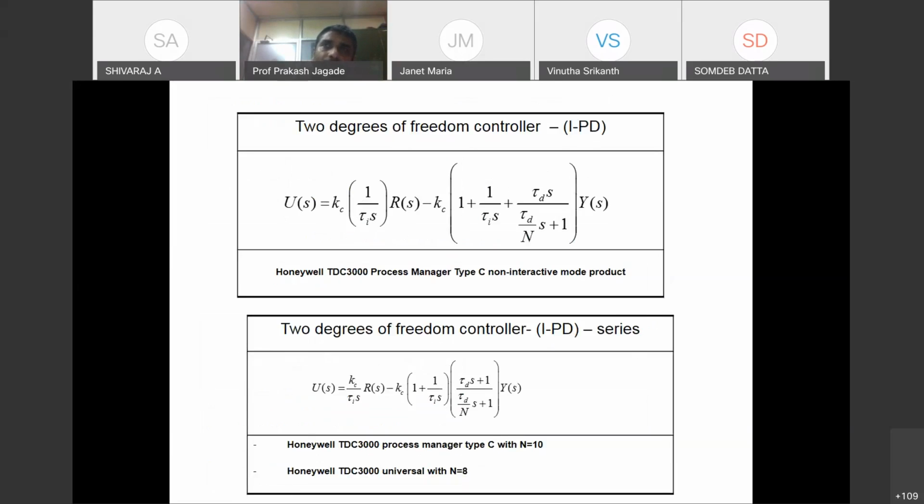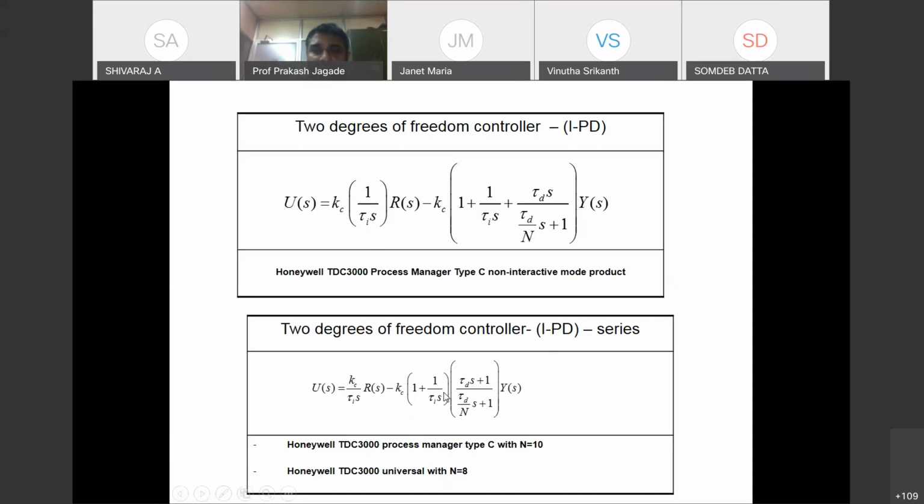The first one is ideal or interacting or a parallel form, I had mentioned. And the second one is a series interacting or a conventional type. And you have a 2 degrees of freedom PID controller, like conventional or a series form, and a parallel form available. The first one I discussed is a parallel one. The second one is the series.